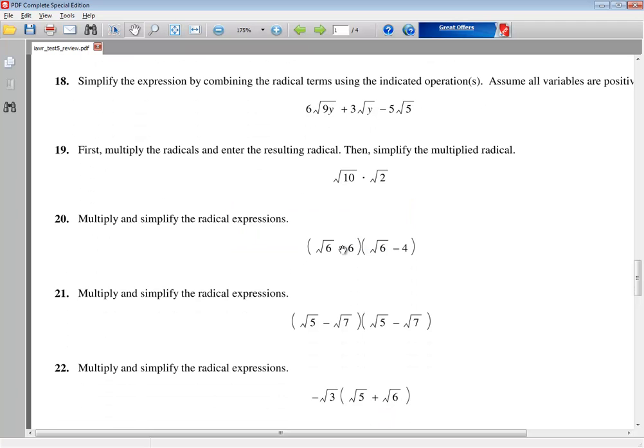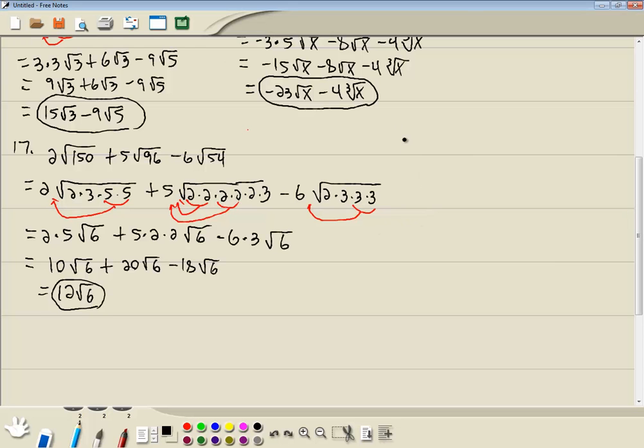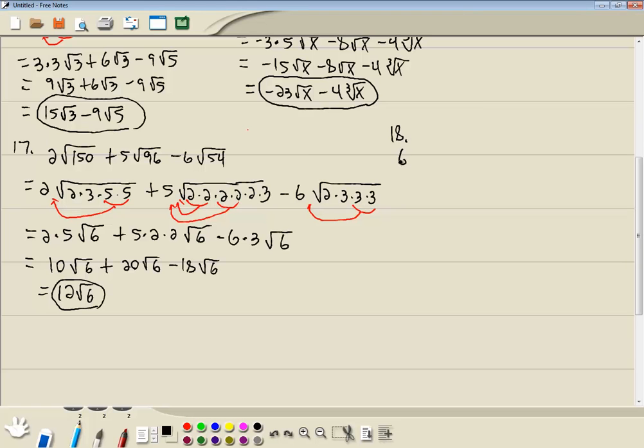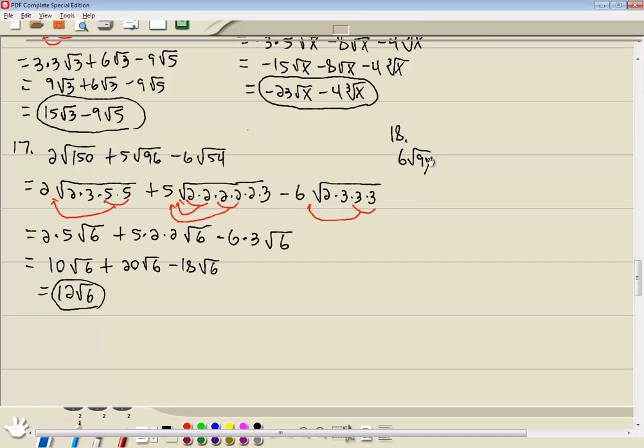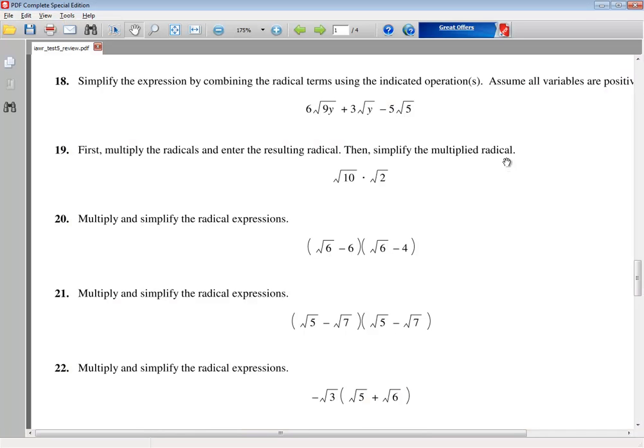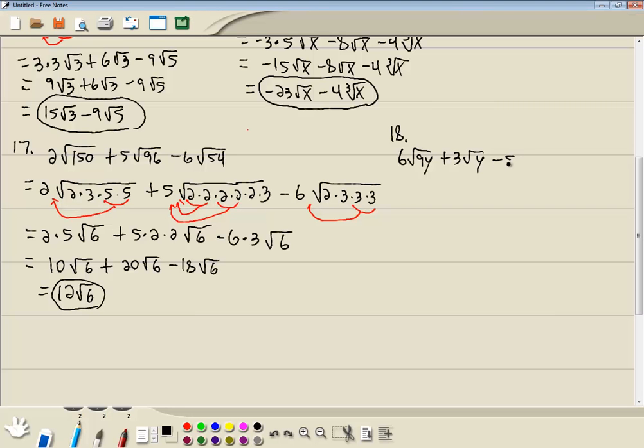Okay, number 18. We got 6 square root of 9y plus 3 square root of y minus 5 square root of 5. Again, you should always simplify your radicals, and the only simplifying I can do is the 9. 9 is 3 times 3. All the rest of these just carry down.